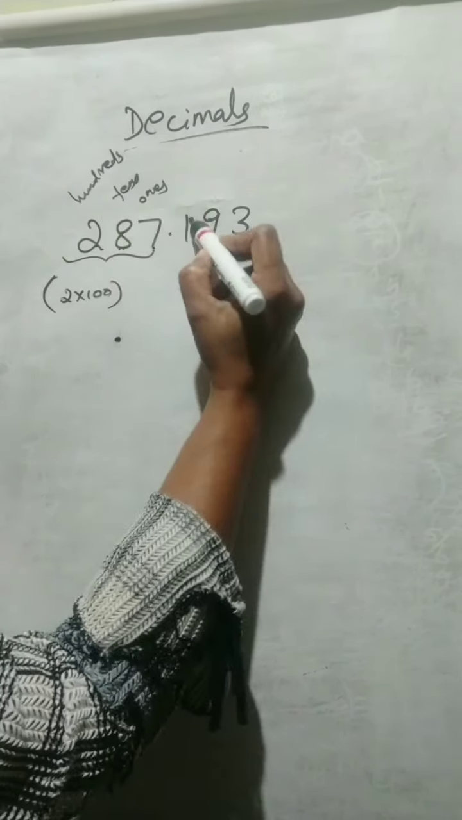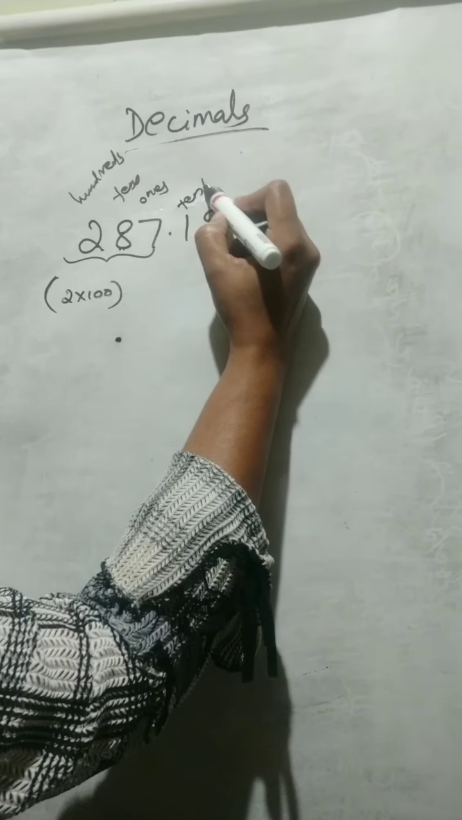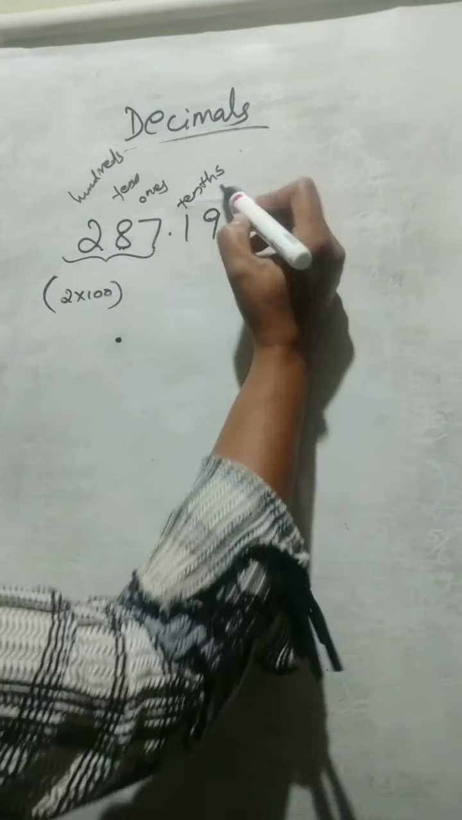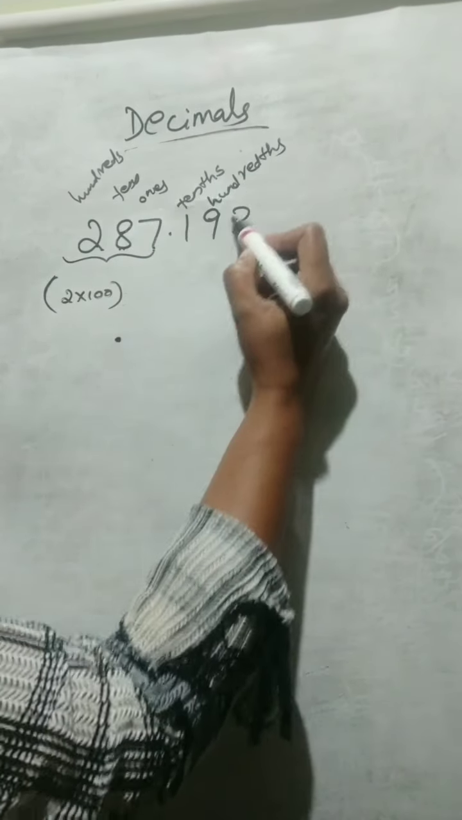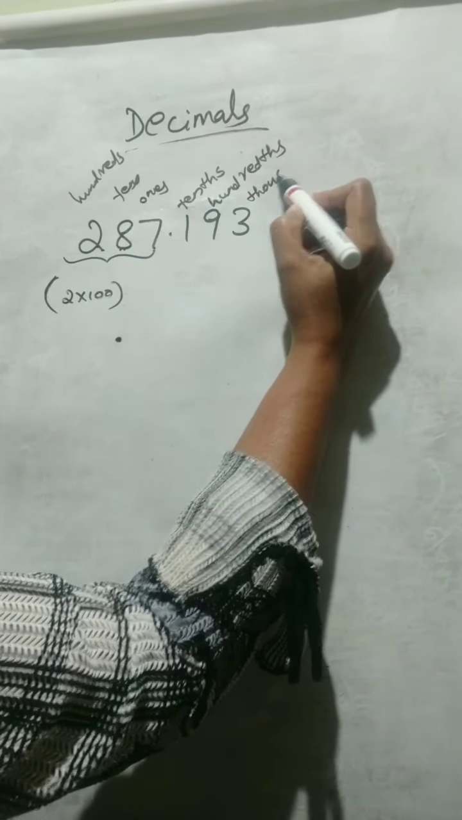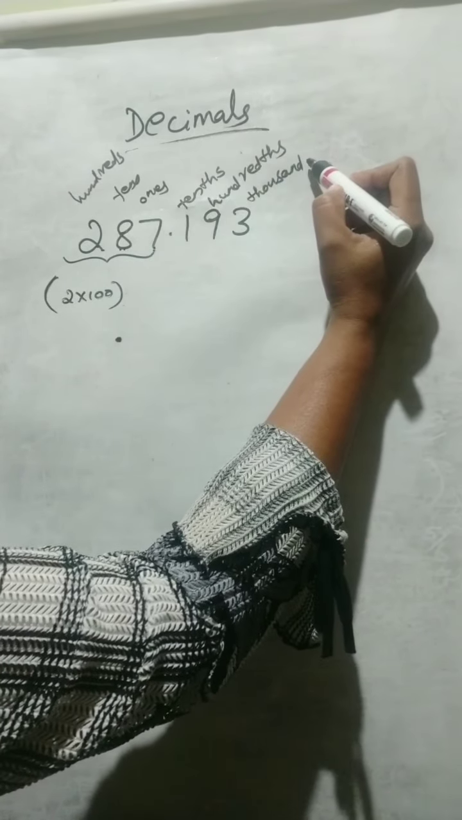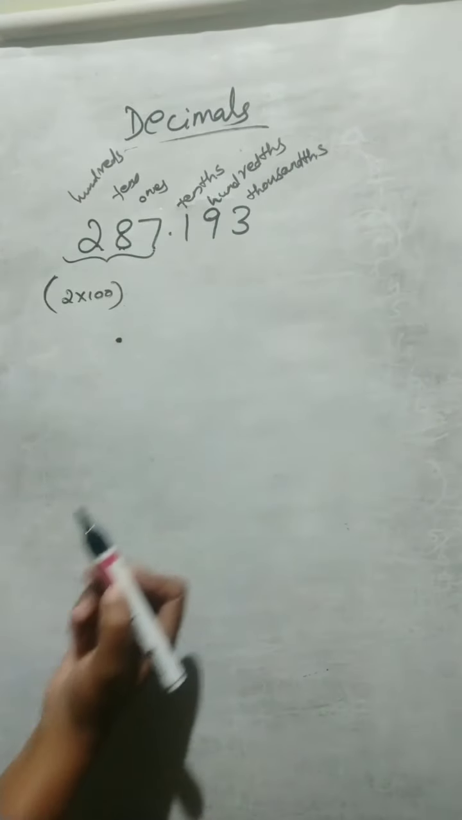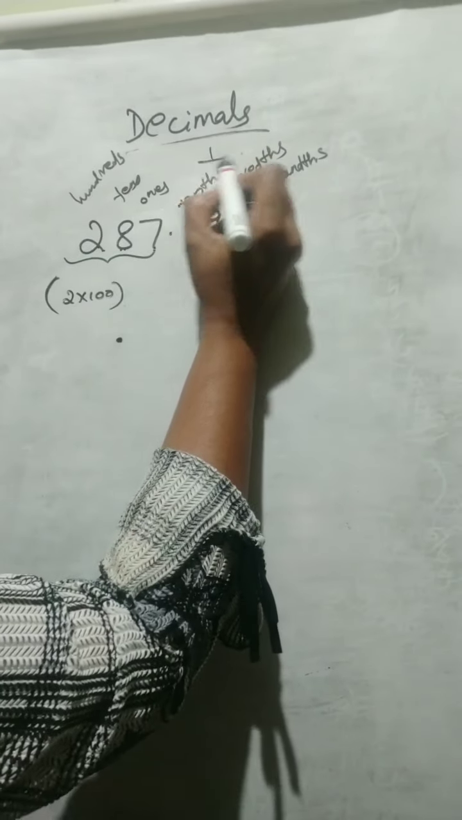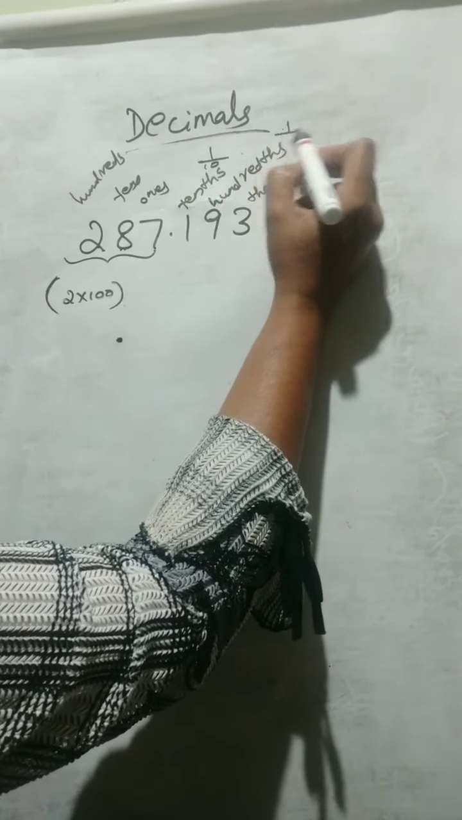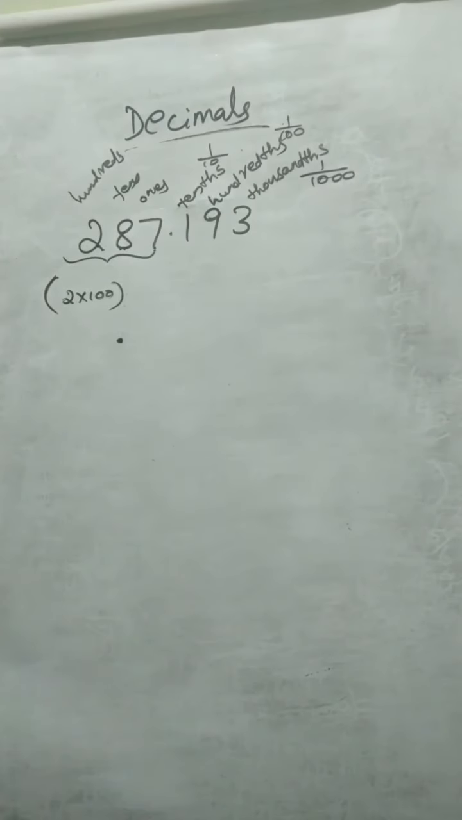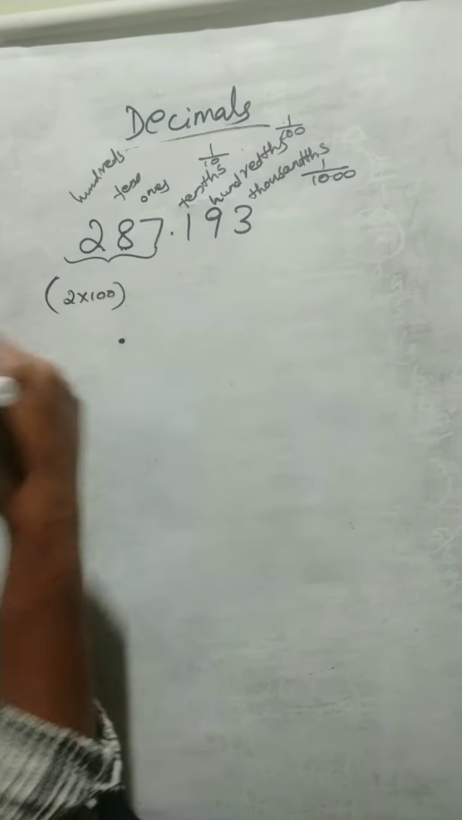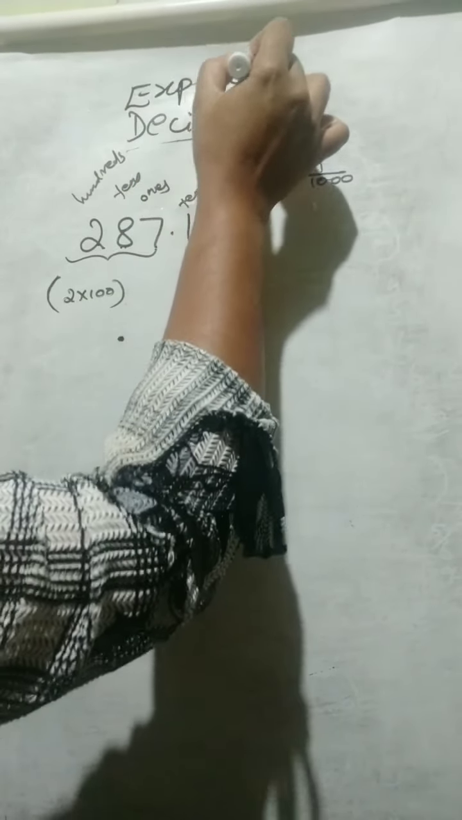Then according to this one, this is tenths, T-E-N-T-H-S. This is hundredths, H-U-N-D-R-E-D-T-H-S. This one is thousandths, T-H-O-U-S-A-N-D-T-H-S. This means 1 on 10, this is 1 on 100, and this one will be 1 on 1000. Clear? Then how can we write this in the decimal expanded form?